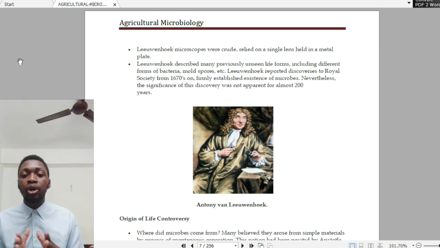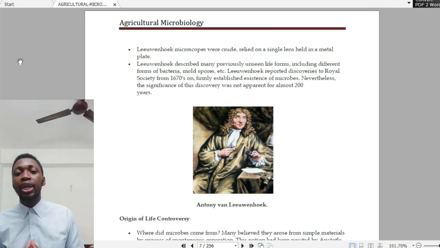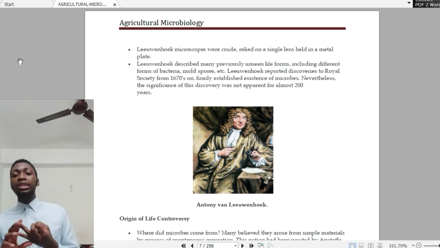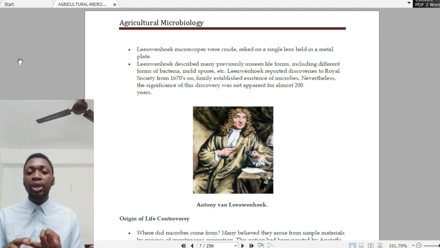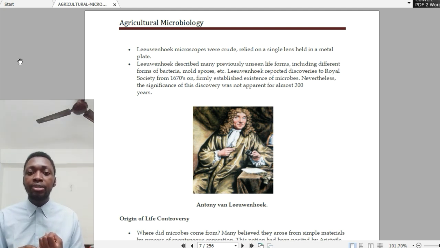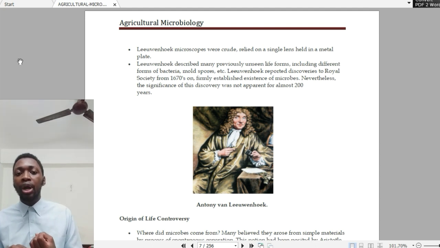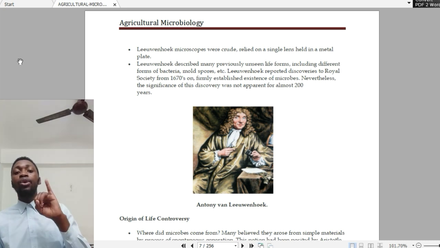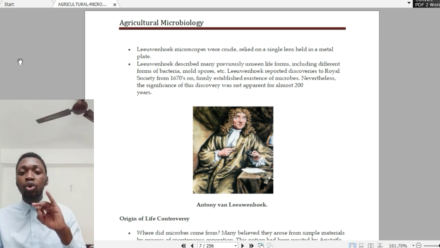This is the end of our topic for today. We were talking about what is microbiology and the history of microbiology. So in summary, microorganisms are small organisms which cannot be seen by the naked eye, but can only be seen using a microscope, which was invented by Leeuwenhoek.